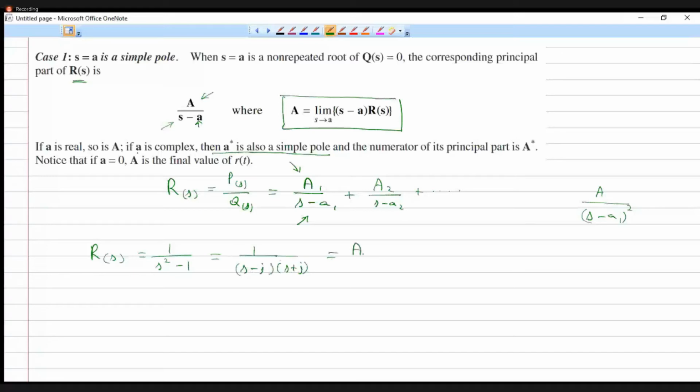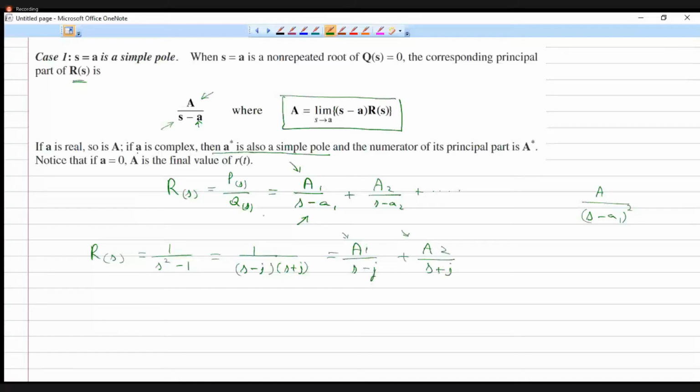So now I can use the partial fraction technique to write it as equal to a1 by s minus j plus a2 by s plus j. Now my next aim is to find out what a1 and a2, these constants, are. Before that, I will try to explain what is written here.